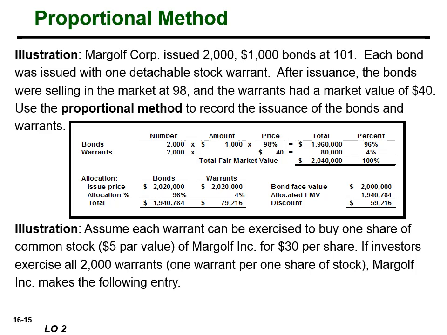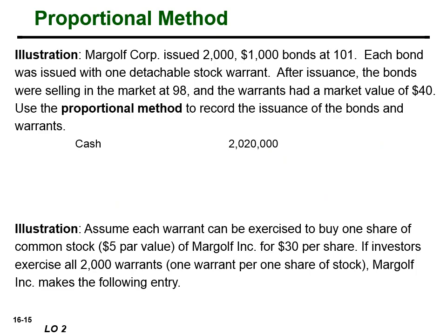Now, for the warrants, you take your $2,020,000 times the roughly 4%, and you find out they're worth about $79,218. So you put it in a journal entry. It looks like this. Cash comes in of $2,020,000. The discount on bonds payable is your $59,216-ish, rounded.